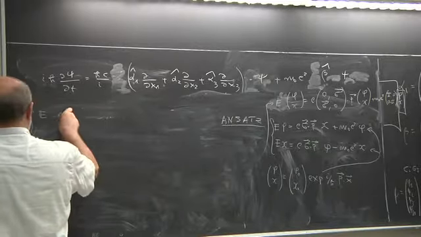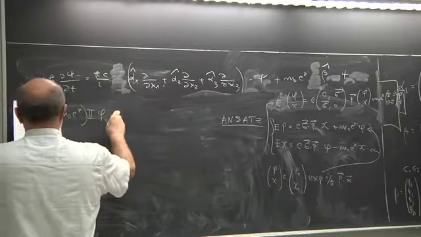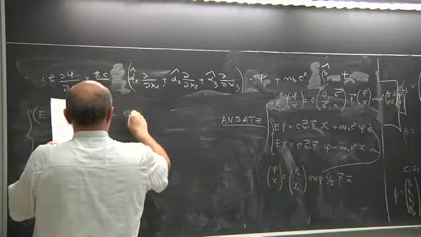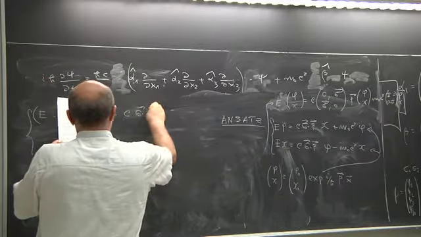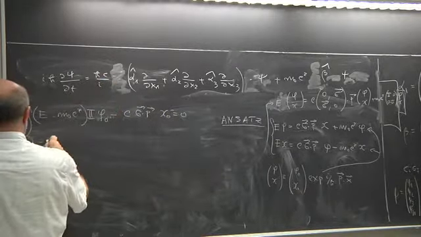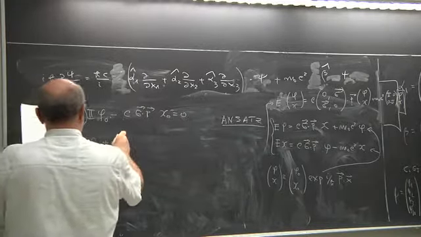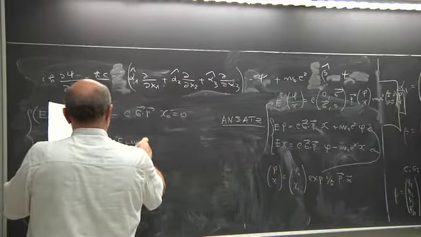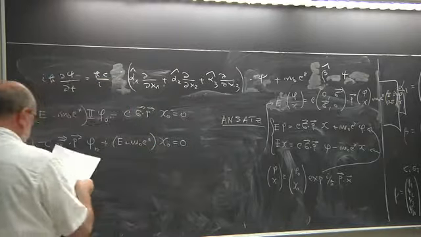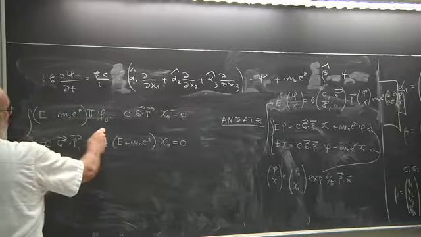(E minus M0 C squared) times the identity times phi 0, minus C sigma dot P chi 0 equals 0. And the second equation is C sigma dot P times phi 0 plus (E plus M0 C squared) chi 0 equals 0. So you see, these are two equations for which are the unknown.